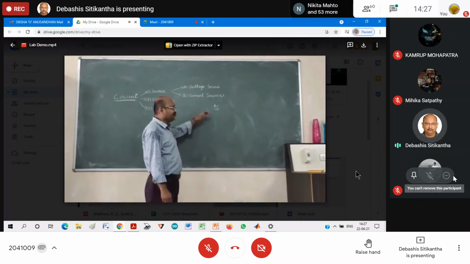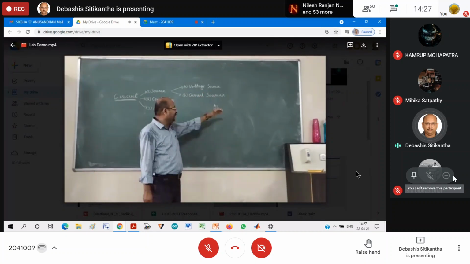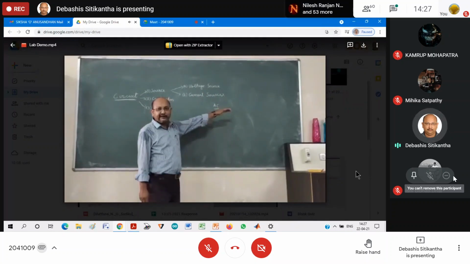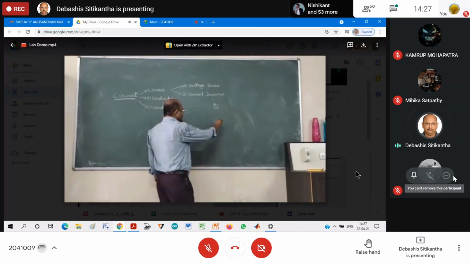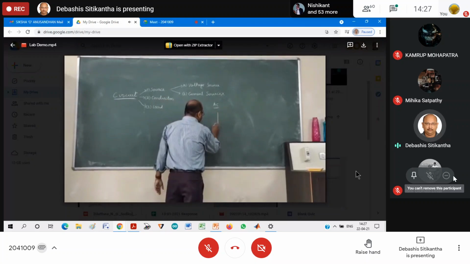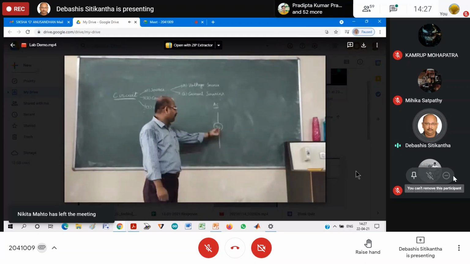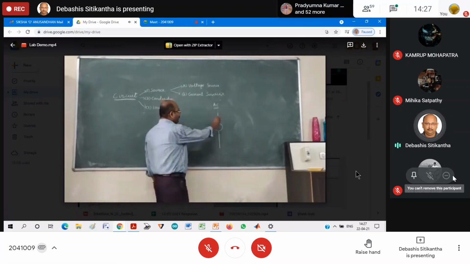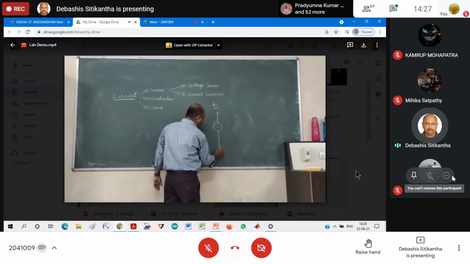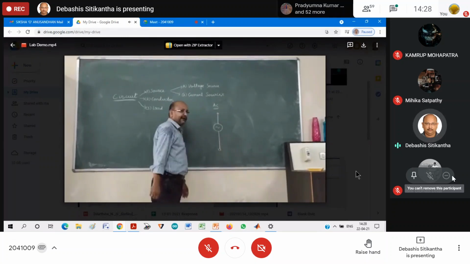Now, I have told you voltage sources are of two types. One is an AC voltage source, the other one is a DC voltage source. Usually your AC voltage source has a symbol like this: a circle within which we have a sine wave, or sometimes it is known as a scalar. Now, there are two terminals. Every source is going to have two terminals.